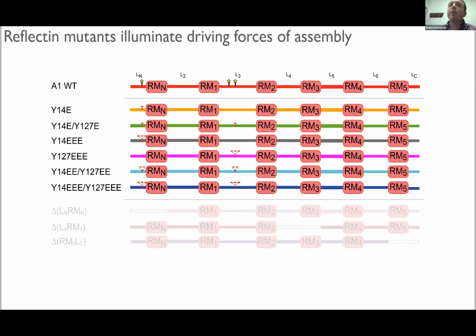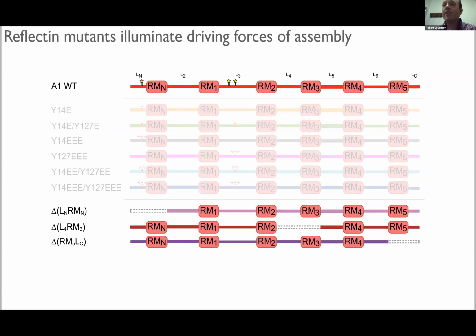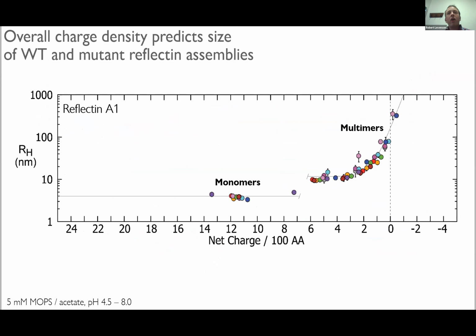To further understand this process, we generated a series of mutants. Our first was a set of mutants that made phosphomimetic glutamate mutations in the sites previously located to be phosphorylated in vivo. And we add increasing numbers of negative charges, increasingly neutralizing the protein. Another series of mutants removed various segments of the protein.